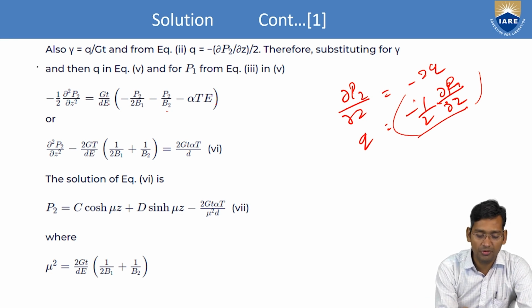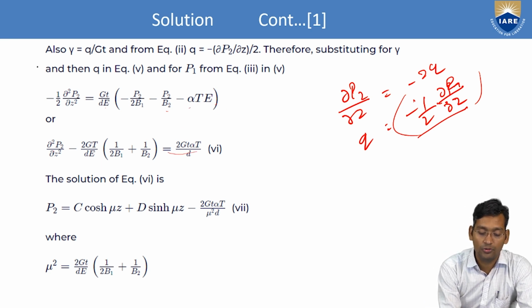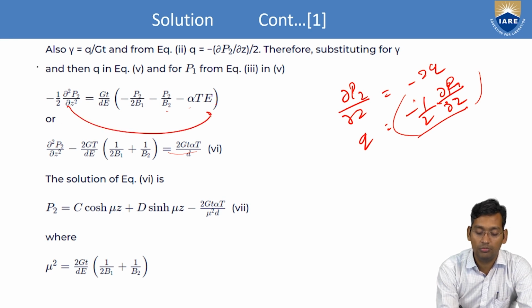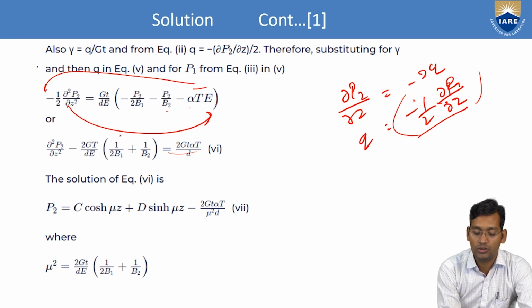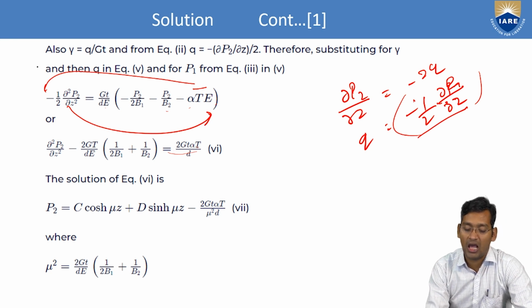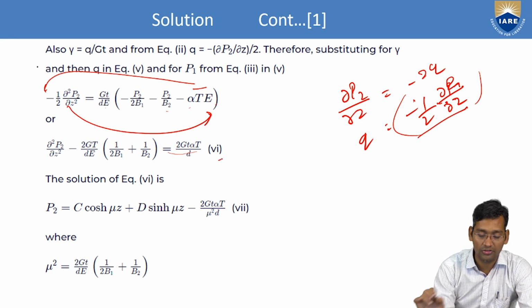So just after simplifying this one, take these things one side and alpha T, this term, other side. So taking this to this side, and this 2, means this term, to this side, and this term that is multiplied by this to this side. So this term becomes positive and this also becomes positive. So del square P2 by del Z square minus, after multiplying, 2Gt by D into 1 by 2B1 plus 1 by B2, that is equals to 2Gt alpha T by D. So this is equation 6.